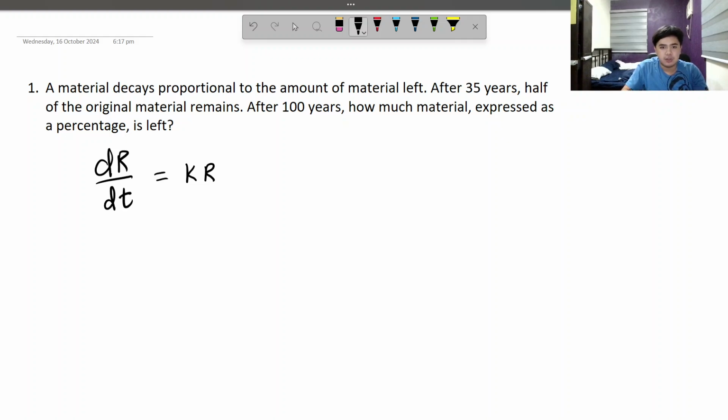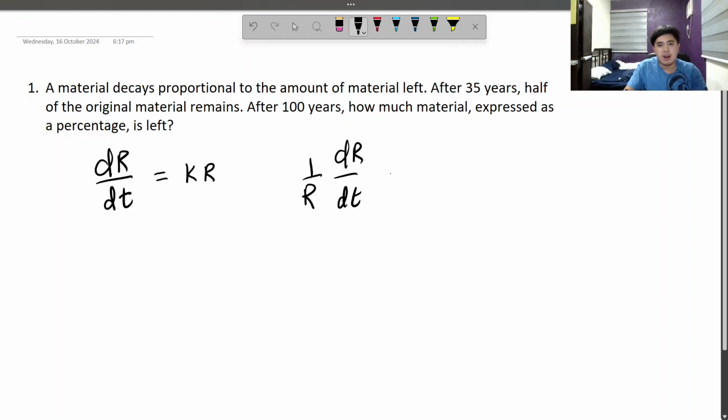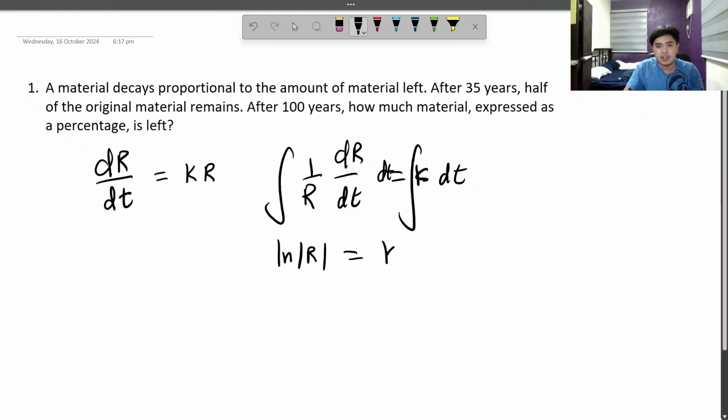So this is separable. We can solve it by dividing both sides by R and leaving k on the other side. Now integrate both sides with respect to t. On one side we get ln of R, and on the other side we get kt, and then don't forget plus c. We can put the plus c here, but if it went to the other side it would be subtracting a constant, so we can just have one constant on one side.